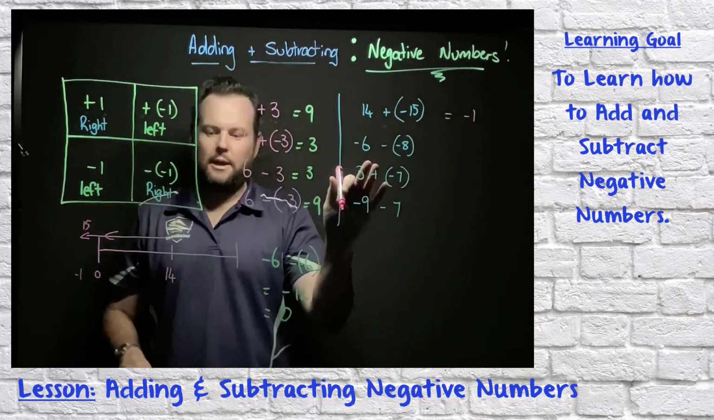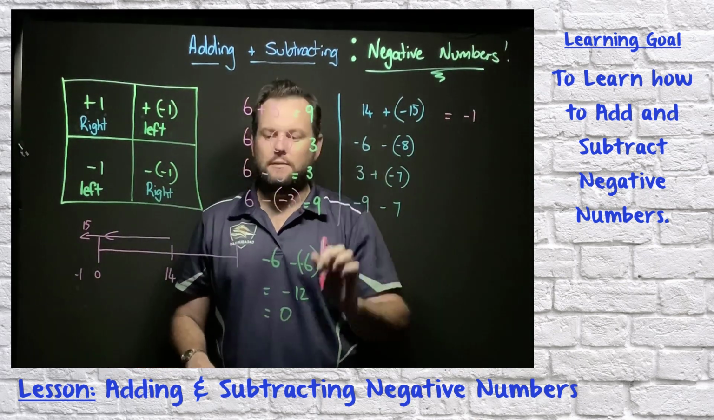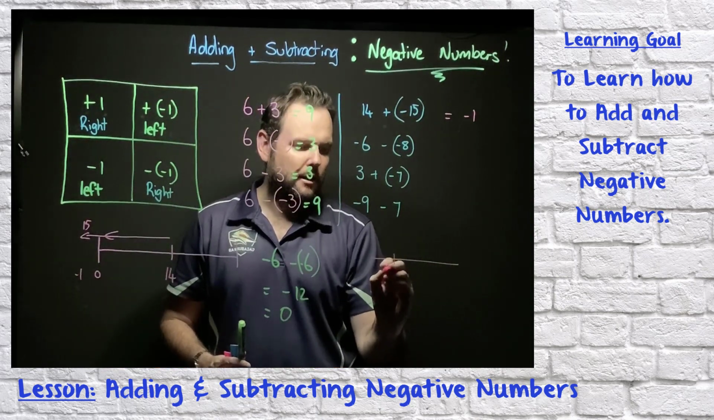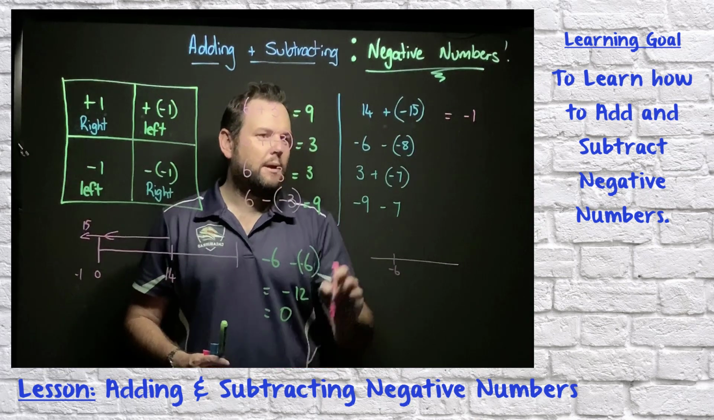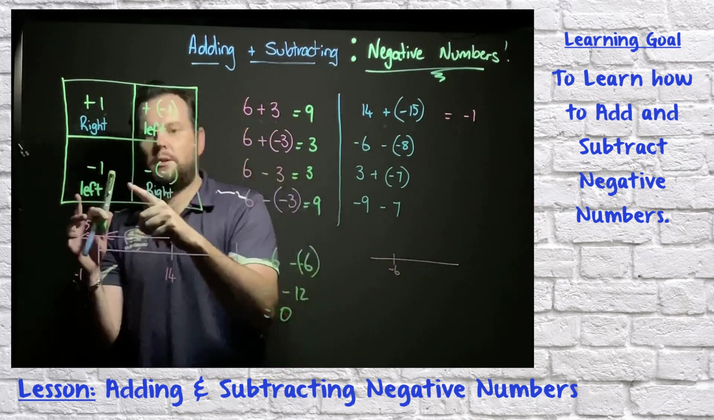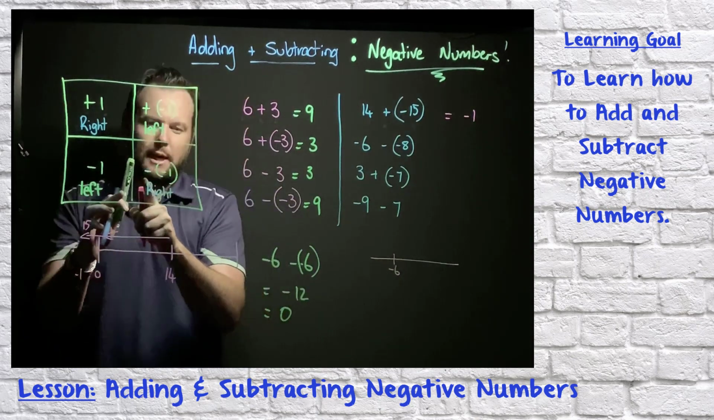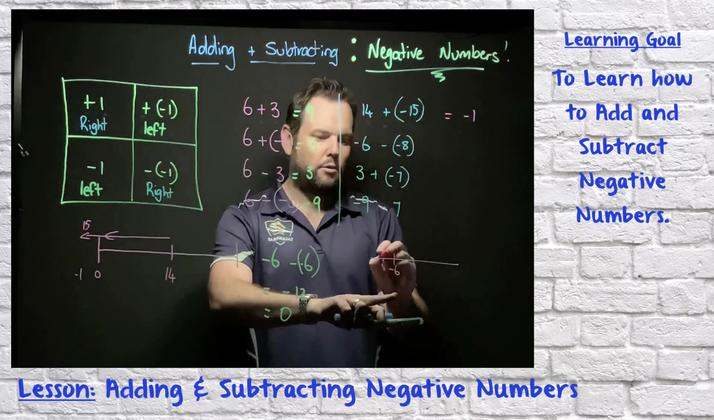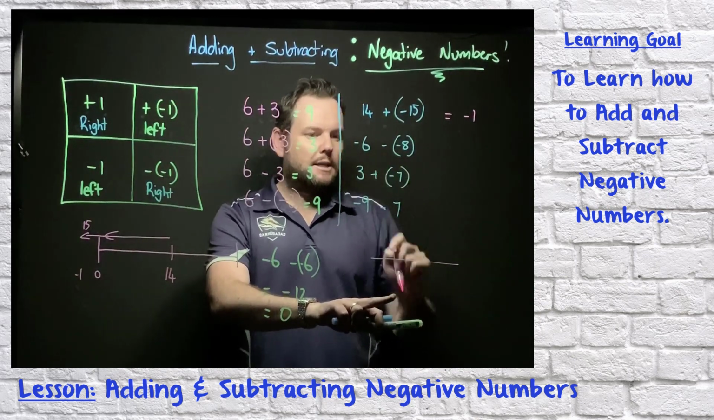okay? Here, I'm starting at -6, all right? So all of a sudden, I'm starting at -6, okay? And I'm taking away a negative number. So once again, go back to your rules. When you take away a negative number, I move right. Okay, so that means I've got to move right by 8 places.